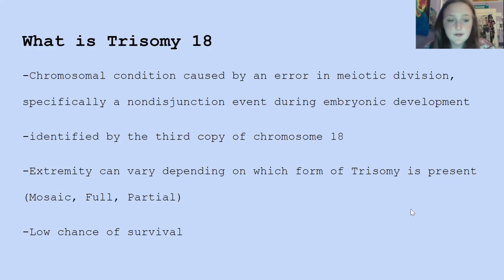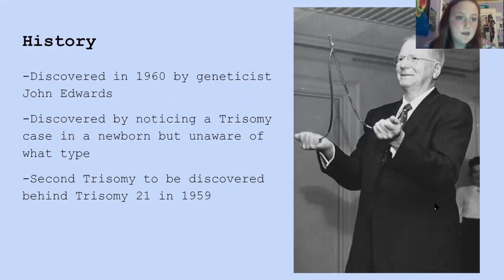There's also such a low chance of survival. It's really sad. The history: it was discovered in 1960 by the geneticist John Edwards. He discovered it a year after trisomy 21 was discovered, which is Down syndrome. He actually discovered it by identifying trisomy in a newborn, but he didn't know what kind until after it died. He was able to test the cells and see that it was trisomy 18.